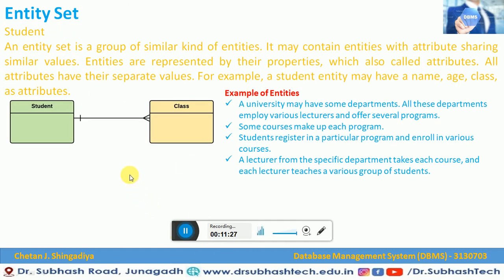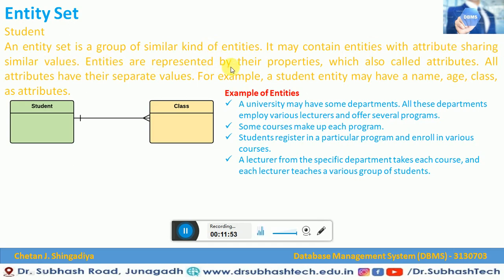Let us understand what an entity set is in an ER diagram. Here an entity set is given for the example of student. What is an entity set? An entity set is a group of similar kind of entities. Let me explain once again: an entity set is a group of similar kind of entities. It may contain entities with attributes sharing similar values.